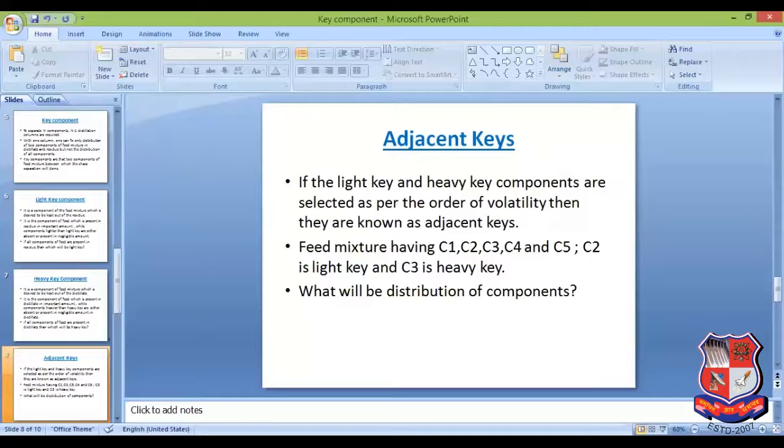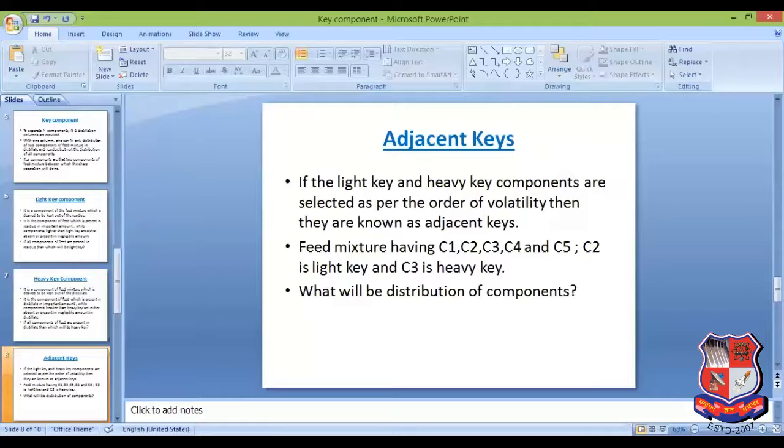Now, which components will be there in the residue in significant amount? So for that I have to look at the light key. My light key is C2. So the components which are lighter than light key should be absent in the residue. So C1 will not be there in the residue.